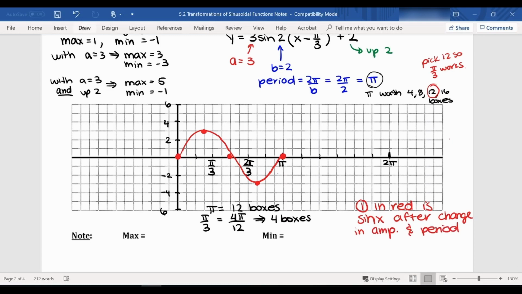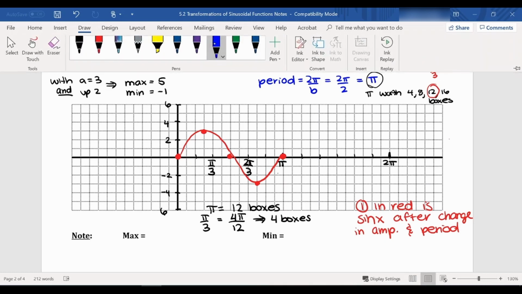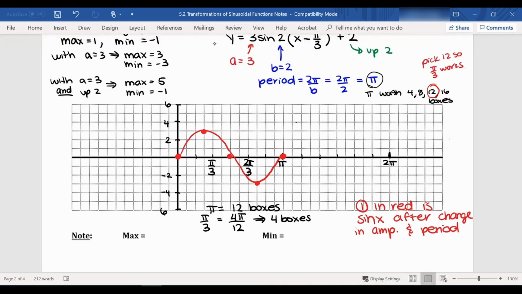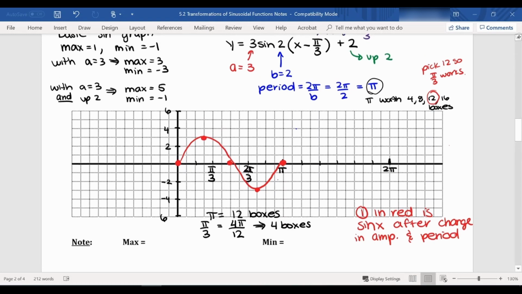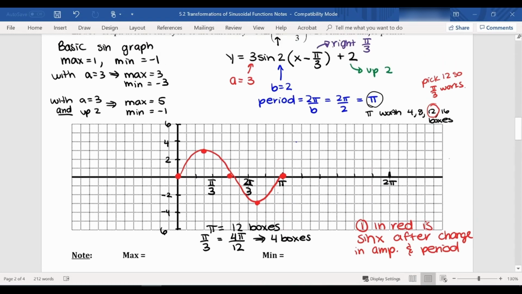Okay, so basically what I've just done is I've drawn my vertical expansion and my horizontal compression. Then I can take this and move it left, right, up, down. So I need to move right by pi over 3, which was 4 boxes, and I'm moving up 2, which is 2 boxes. So all of my points need to move right 4 boxes, up 2 boxes.